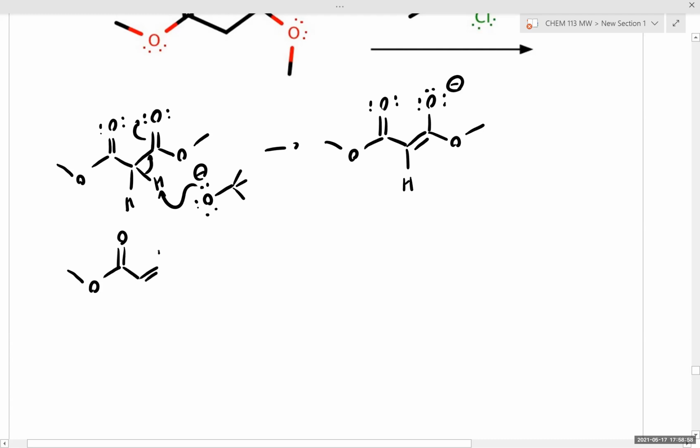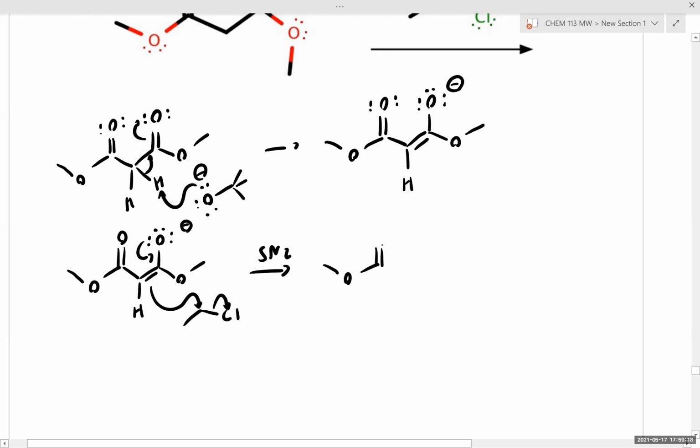As the students have quite accurately noted, when we have this enolate, the enolate functions as a carbon-centered nucleophile, and it can attack electrophiles such as this alkyl halide via a textbook SN2 reaction. That gives us our alkylated malonic ester. Perfect. So this is a textbook enolate alkylation mechanism.